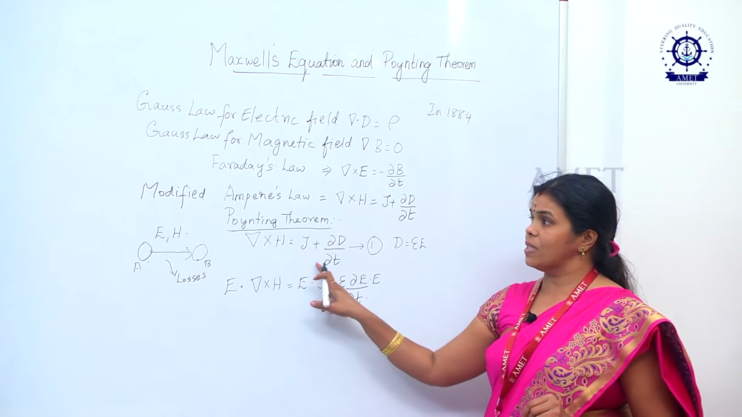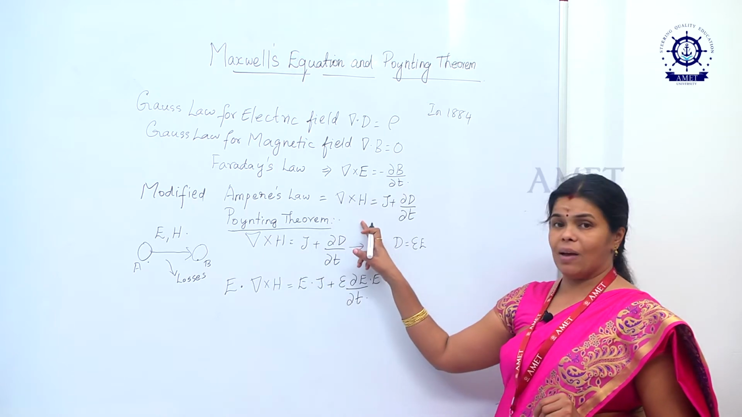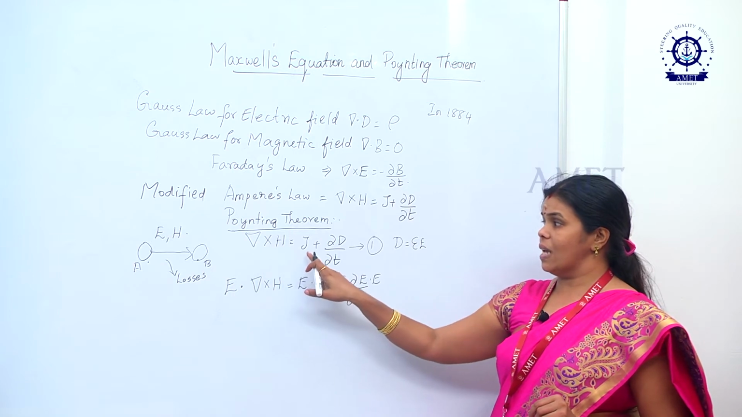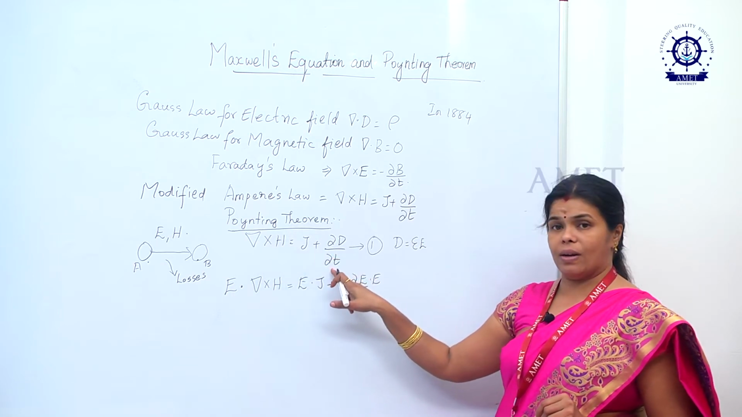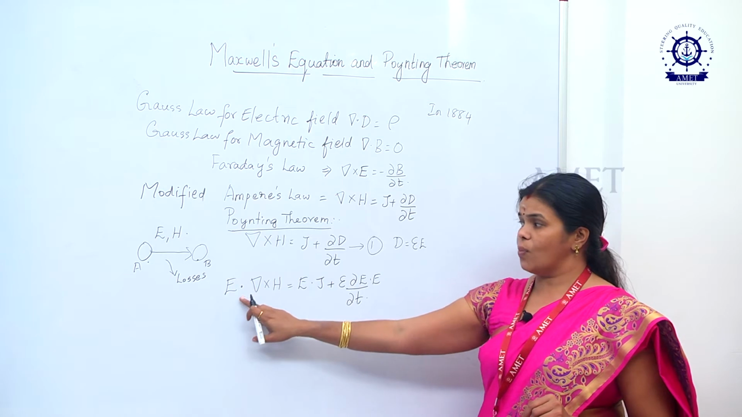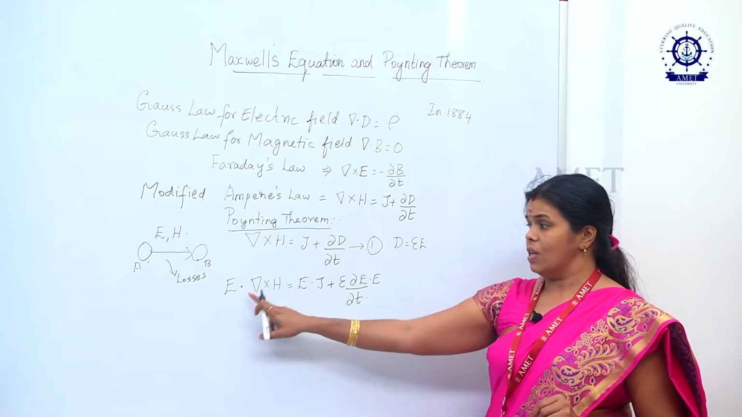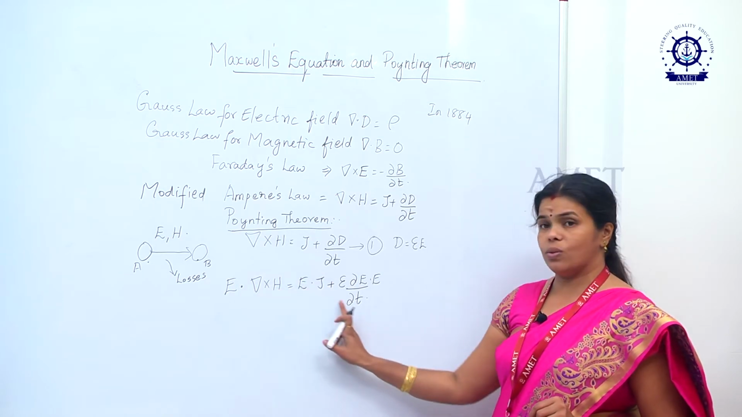So write the Maxwell's equation, that is the modified Ampere's law, del cross H is equal to J plus dou D divided by dou T. Then find out the dot product of the above, the first equation. So E dot del cross H is equal to this term.